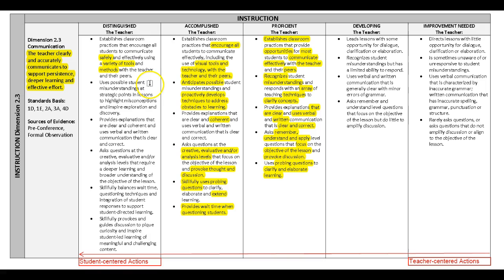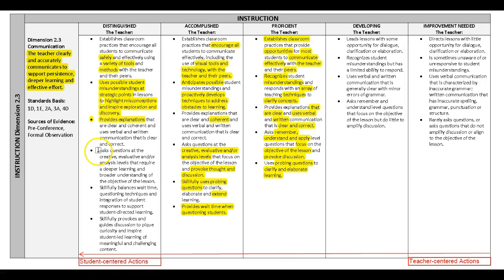Next, uses possible student misunderstandings at strategic points in the lessons, highlighting misconceptions and inspiring exploration and discovery. The next one is exactly the same, provides explanations that are clear and coherent, and uses verbal and written communication that is clear and correct.